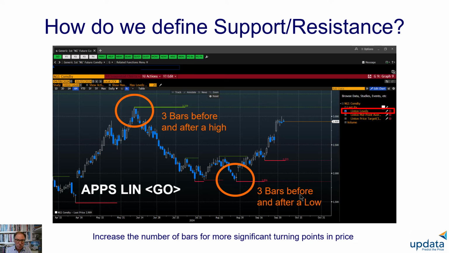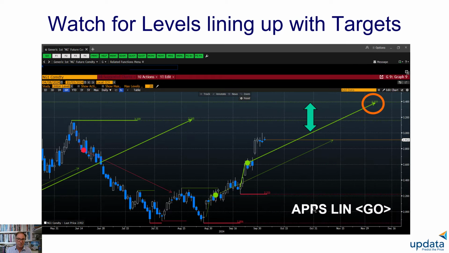What we've got on the Bloomberg is this function, the Linton levels, where you can set this. My default is 3 bars before and after. So if I've got a point where it's the highest point 3 bars before and 3 bars after, then it draws a level on the chart, and those become levels of resistance and support. So these bars before and bars after are really quite key.